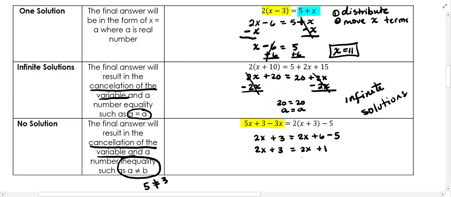And now watch. I need to get my terms with x's on the left-hand side. So I'm going to subtract 2x on both sides. And you see what happens? They cancel. And you're left with 3 equals 1. Is this true? No. All right, so then that means that there is no solution. There is no x value that will ever end up giving you an equality.